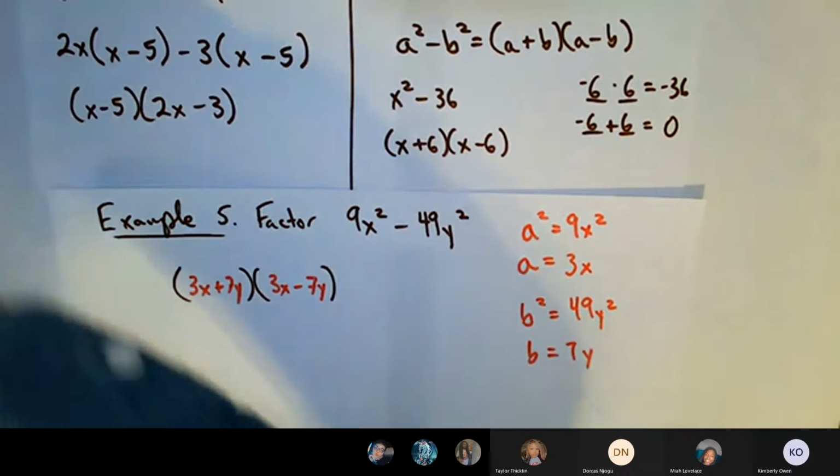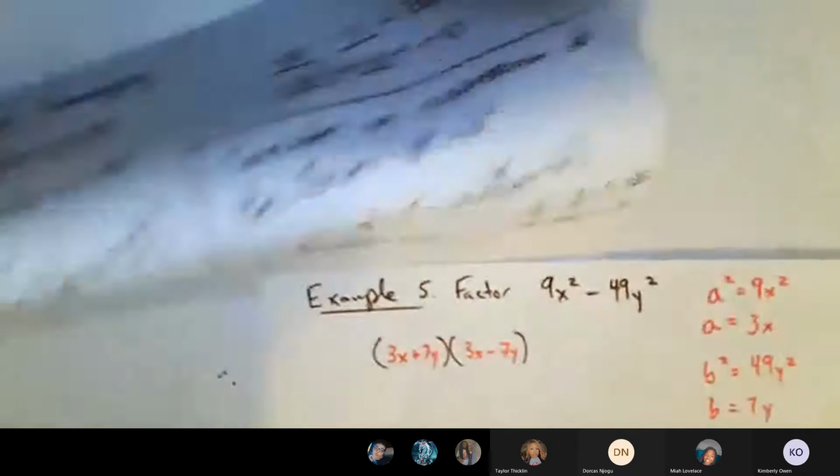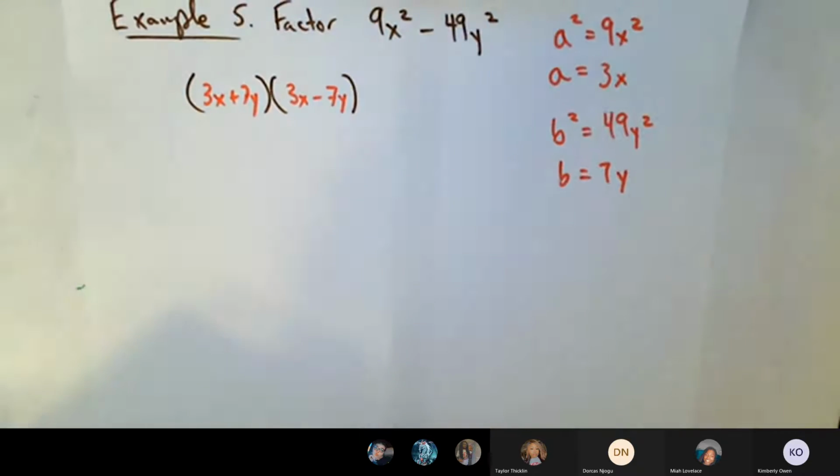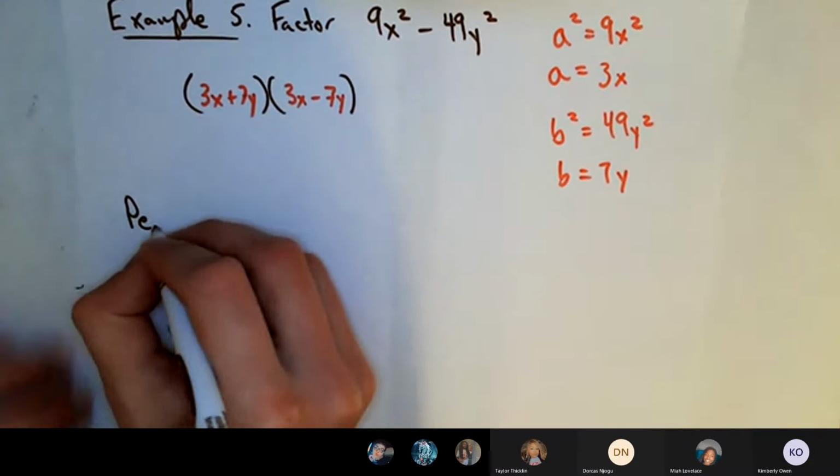Okay, cool. Now let's look at other special forms besides difference of squares. Let's look at perfect square trinomials.